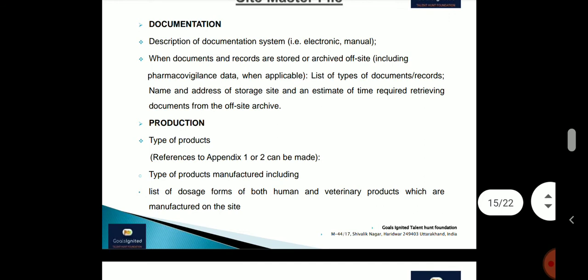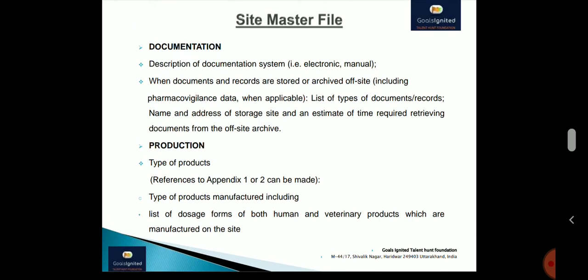Then the documentation part: how do you control, how do you monitor, how do you record all the documents needs to be mentioned in the site master file. Description of the documentation system, whether we are carrying it out manually or maintaining it electronically, is to be mentioned. When documents and records are stored or archived off site, then the pharmacovigilance data when applicable, the list of types of documents or records, the name and address of the storage site, and the estimate of the time required for retrieving documents from the off-site activities.